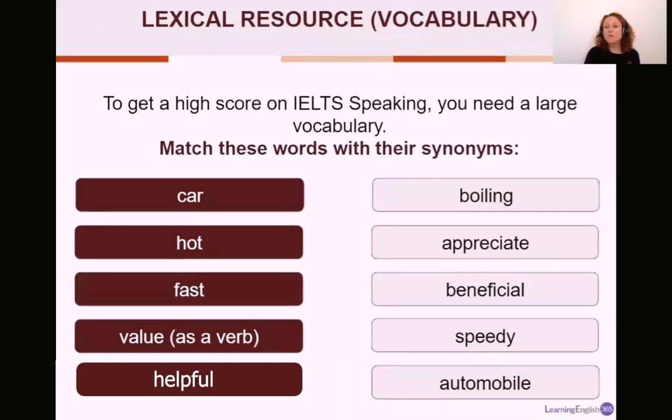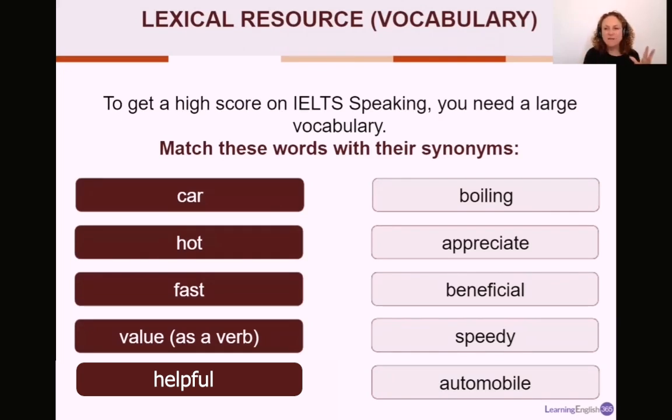Your lexical resource, your vocabulary. We've already said that you need a large vocabulary when you're doing the IELTS, and to get a high score, you'll need to show that. This is about being clever. It's not about using all those big, long words that you know. It's showing that you've got a good range of vocabulary.